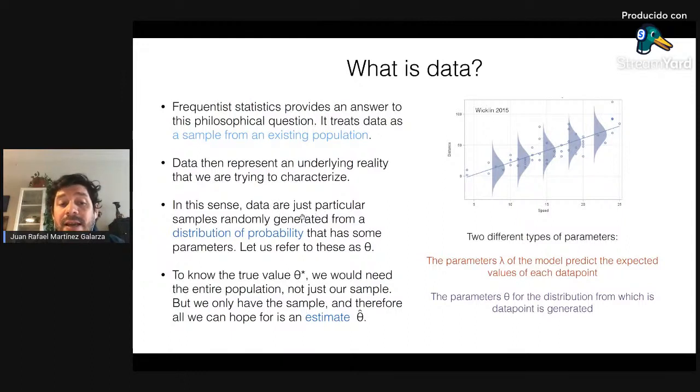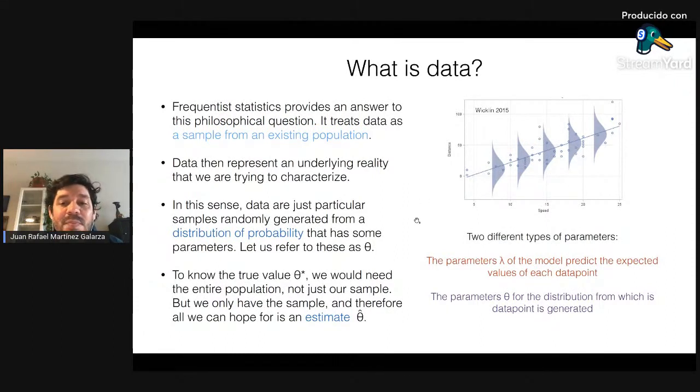And that probability distribution has a particular shape and it has parameters. So for example, in this plot that you have here, you are trying to measure the speed of a particular person as a function of distance. And you see that basically those data points, you can assume that they are distributed as Gaussian probability distributions, and you're just sampling events from those distributions, and that's your data. Those are the samples from the underlying distribution that is created by nature, right?